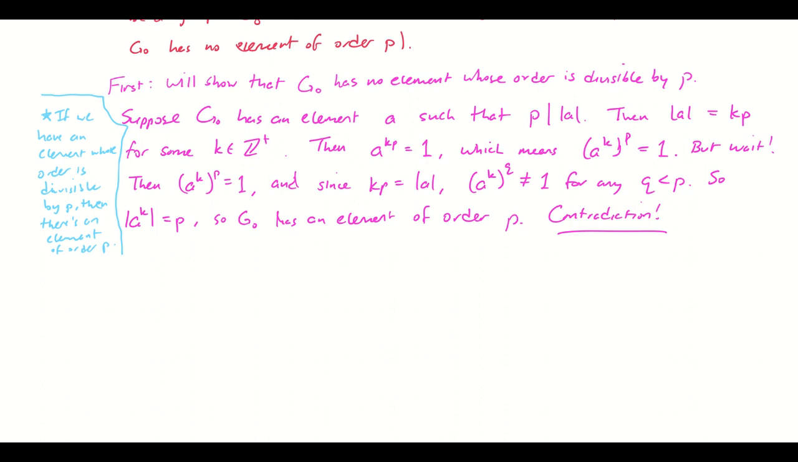So now I'm going to switch colors again, darken that a bit. All right. So what does G naught have? So it must have an element whose order is not 1, because, well, G naught has order divisible by p, so it has to have a non-identity element, and not divisible by p.